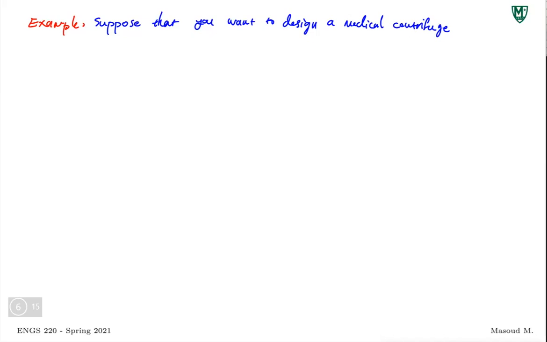All right, so design a medical centrifuge to subject samples to normal acceleration of 1000 G, pretty high acceleration, right?